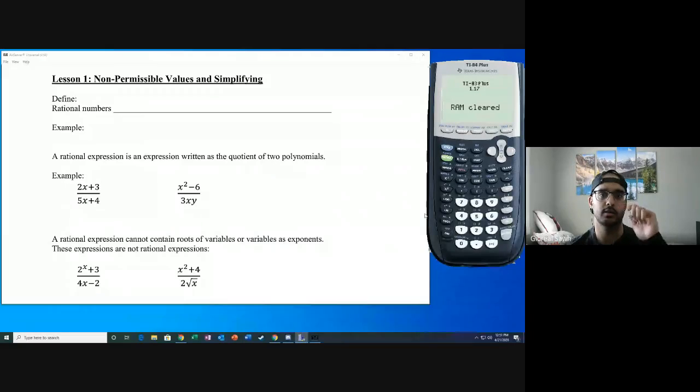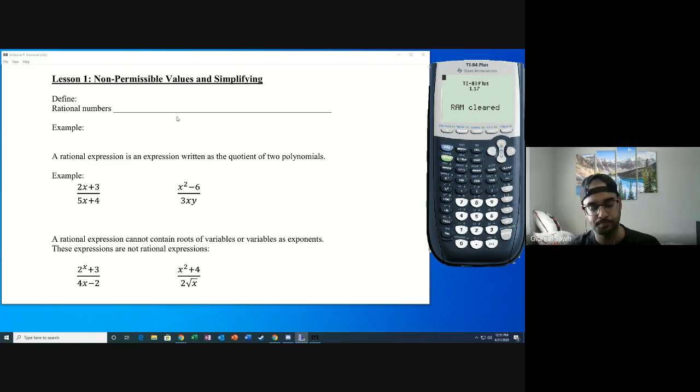All right, today we're going to start looking at rational expressions, applications of them, and that sort of thing. The first thing we need to talk about, though, is our first lesson, non-permissible values and simplifying. So if we're going to talk about rational expressions, it's helpful to take a step back and look at what a rational number is. Now, we talked about those in Math 10.